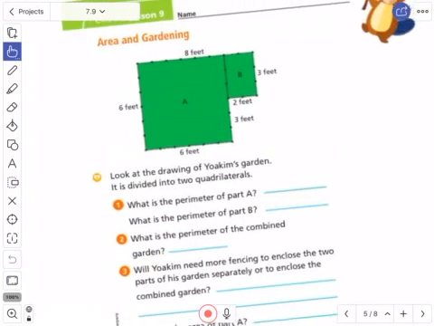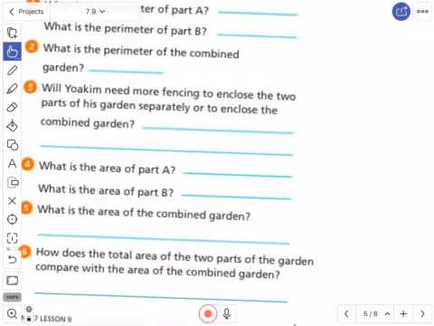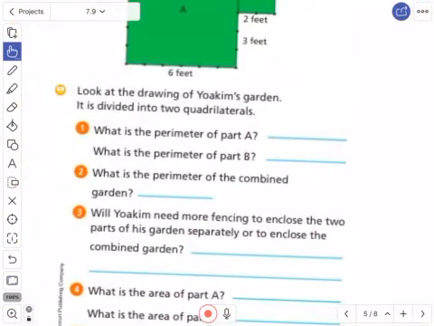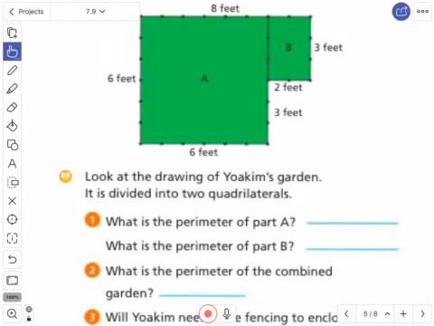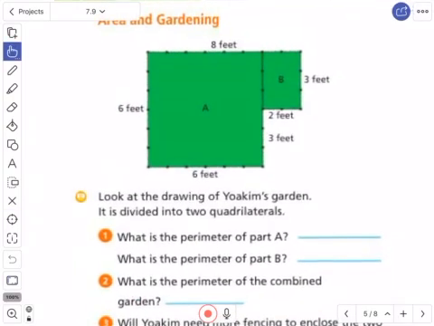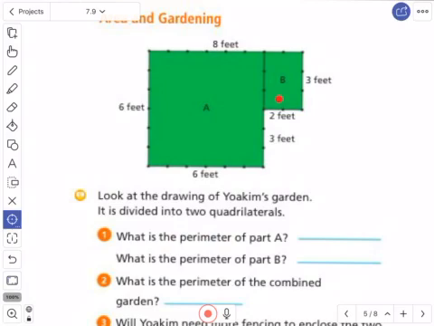So, on page 475, you are going to see it's all about area and gardening. This is basically a garden, and we have this person down here, Joachim. Look at the drawing of Joachim's garden. It is divided into 2 quadrilaterals. Remember, quadrilateral means 4-sided shape. So we have A and B.